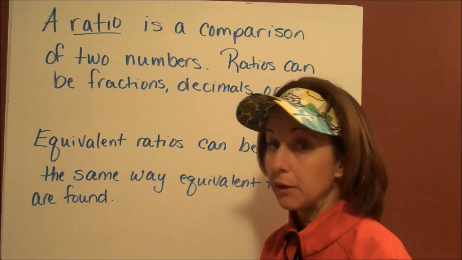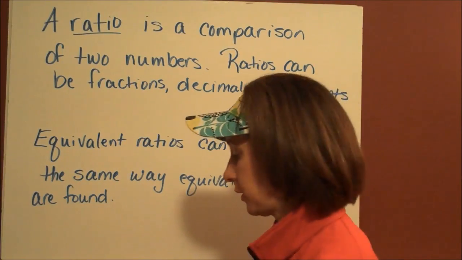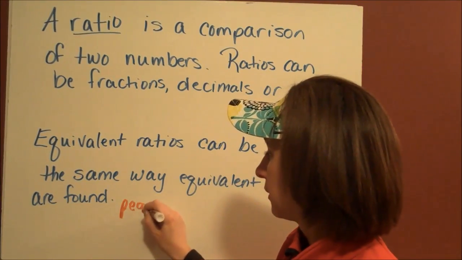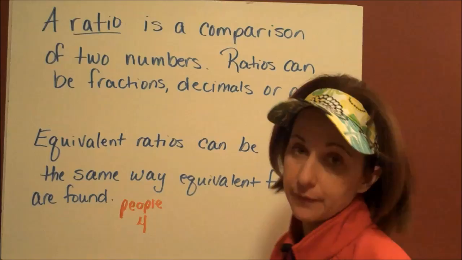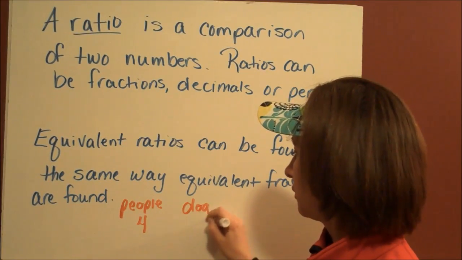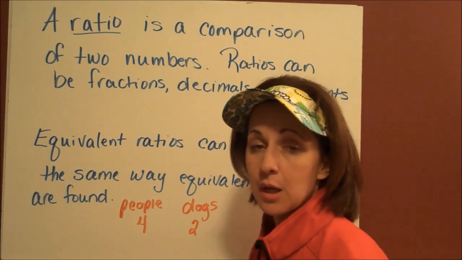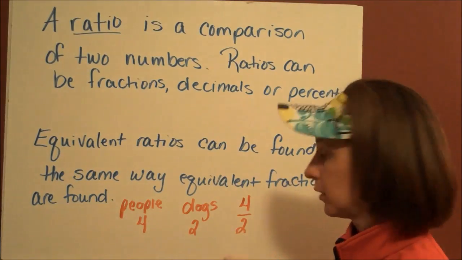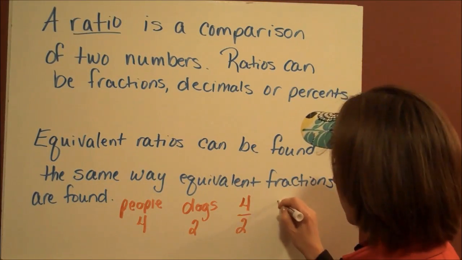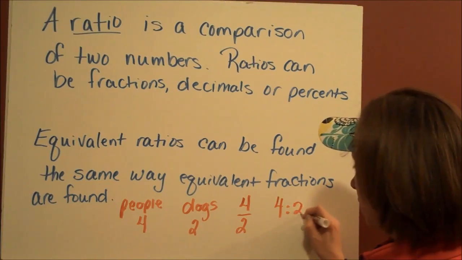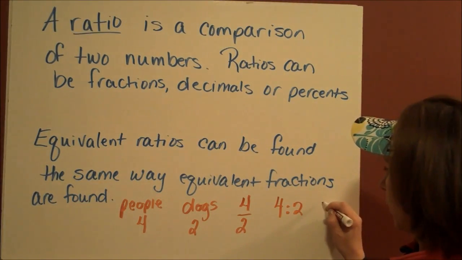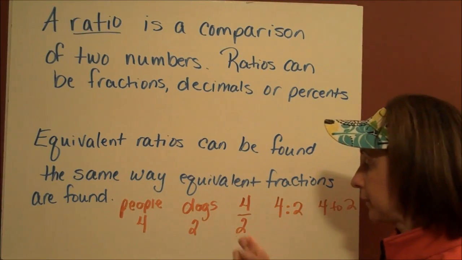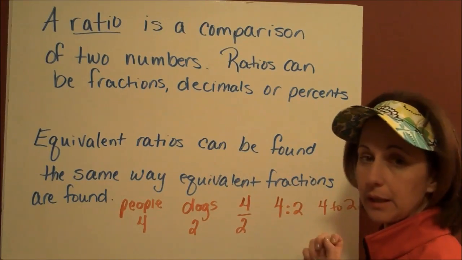Ratios are simply comparing, and ratios can be written as a fraction. Let's do people to dogs in Mrs. E's house. There are 4 people that live in my house, and there are 2 dogs that live in my house. So the ratio of people to dogs in this house is 4 to 2, written as a fraction, 4 to 2, written with a colon, or 4 to 2, written with words. Ratios can be written 3 ways.